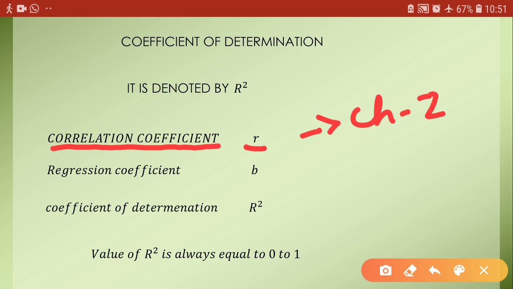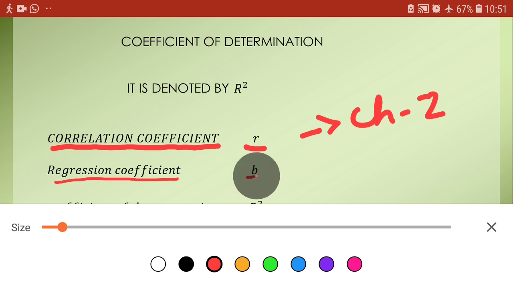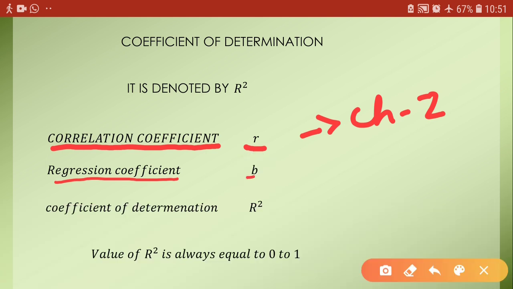Then regression coefficient. Now what is this regression coefficient? This regression coefficient is b. Sir, what is b? You have done the formula y cap is equal to a plus bx. So b is from that formula. B is of that formula.